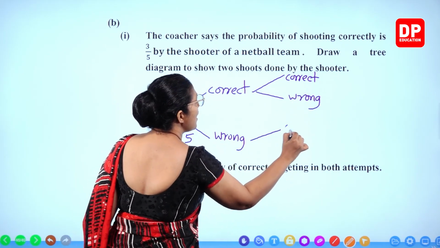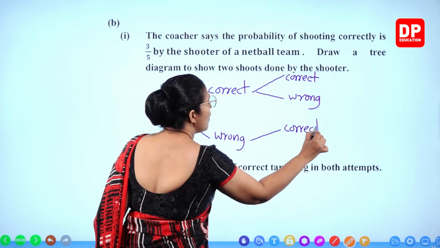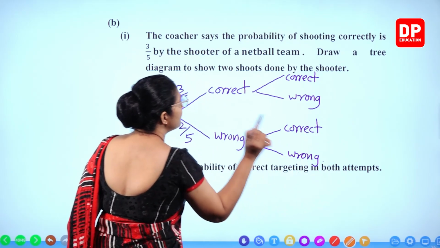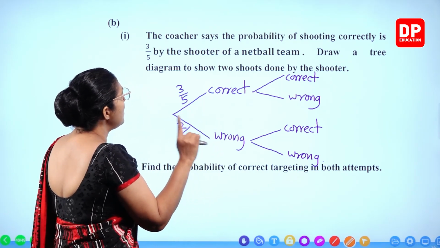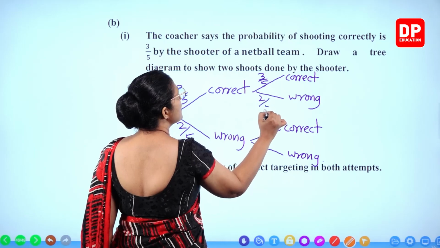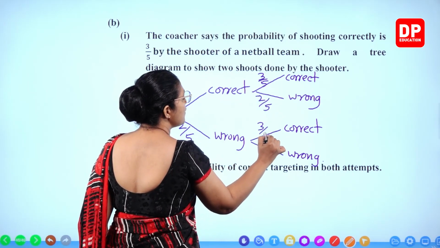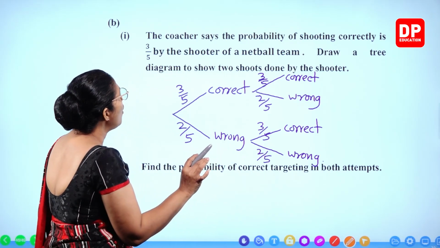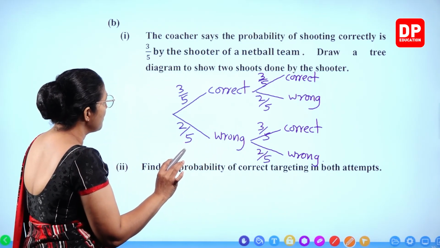Here also, it can be correct or wrong. This is the second shot. So these are independent events. So again, this is 3/5 and 2/5 and 3/5 and 2/5. So this is a complete diagram for this situation.